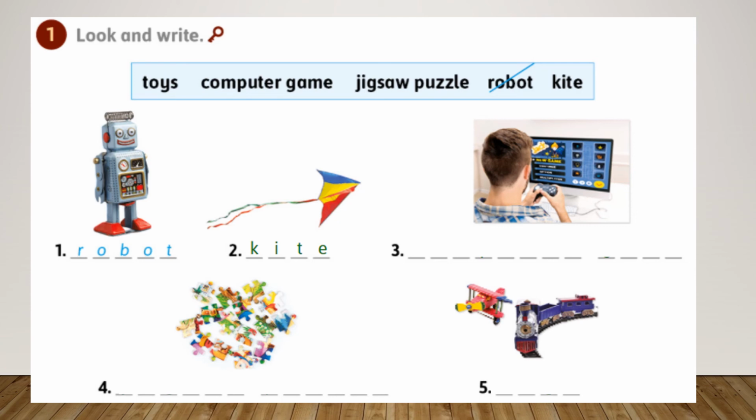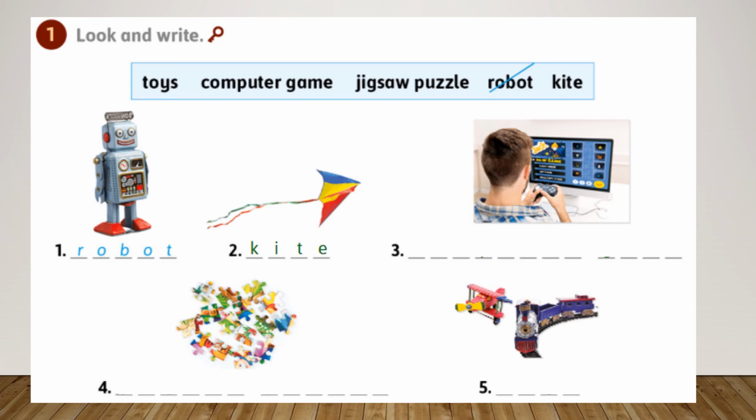Now let's move to exercise number 1 again. We have some words in the books. Let's read them. I read and you repeat after me, please. Toys. Computer game. Jigsaw puzzle. Robot. Kite.